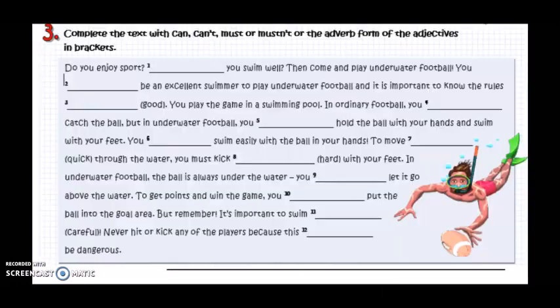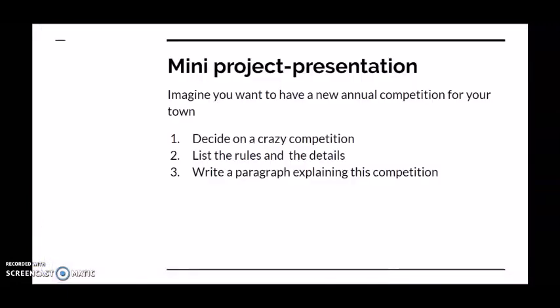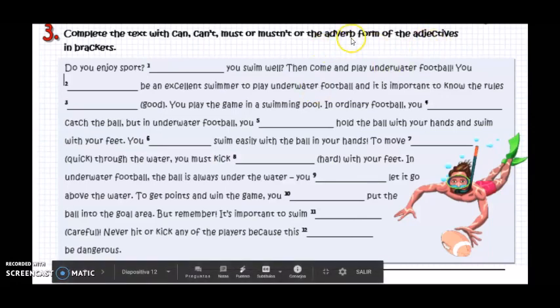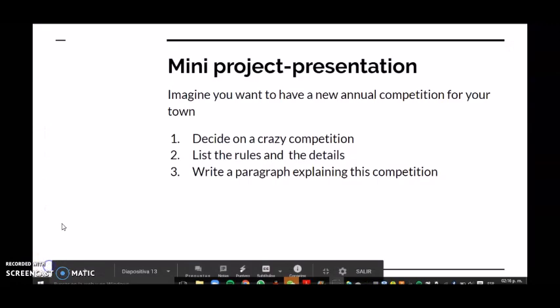Now, there are these last activities for today. You are going to complete the text with can, must, or mustn't, or the adverb form of the adjectives. Just remember we did an activity with this about adjectives transforming into adverbs. Okay, so just fill in the blanks for this.